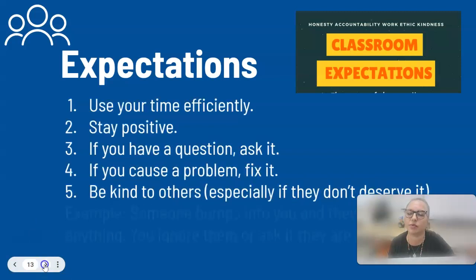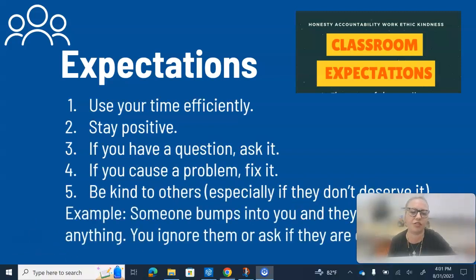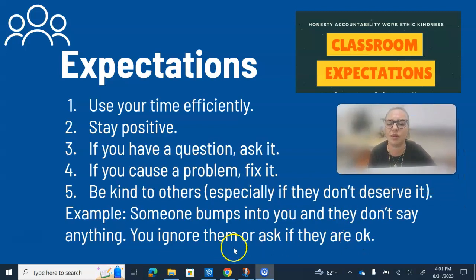And how about for the last one? Be kind to others, especially if they don't deserve it. Someone bumps into you and they don't even say anything. You ignore them or ask if they're okay instead of saying, excuse you. That is a way to be kind to others, right? Maybe you don't know what's going on with them. Maybe they have had the worst day of their life. So you take the higher road and always be kind first. So those are the classroom expectations in English 10 this year, and now you can move on to the next step of this lesson.